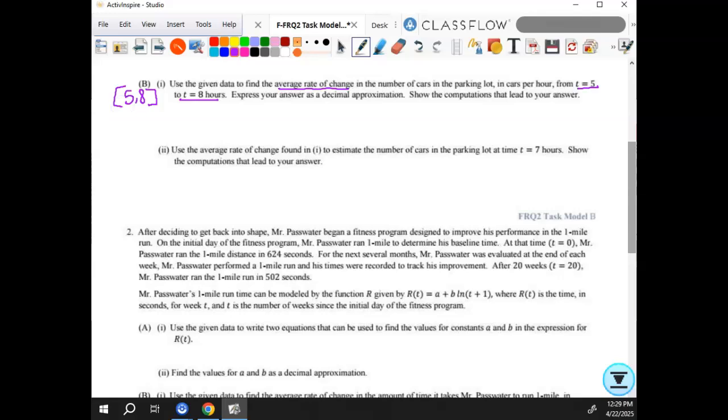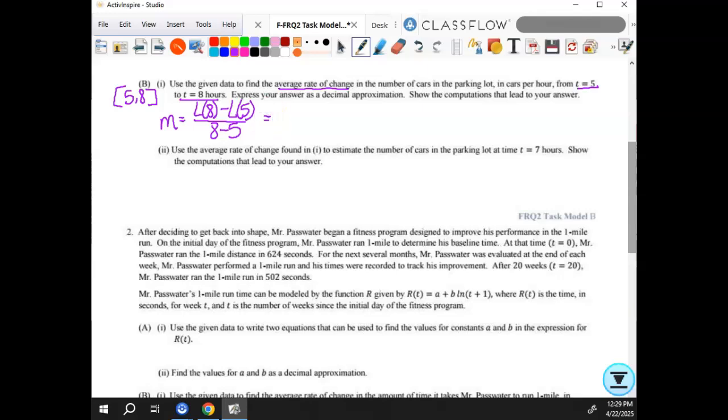Rate of change is slope. So M equals, this function was L of T. So this is L of 8 minus L of 5 over 8 minus 5. That's the first thing I write down. Then I could replace the numerator with the values.